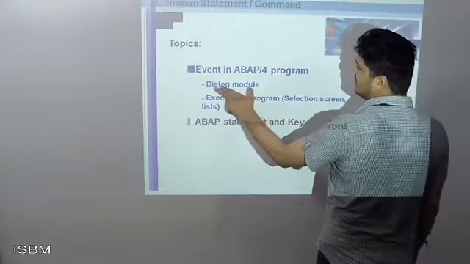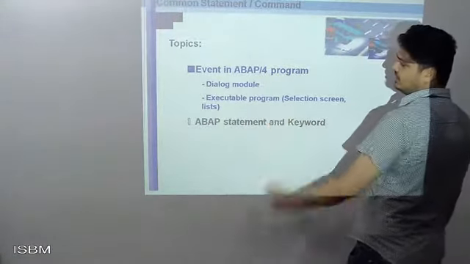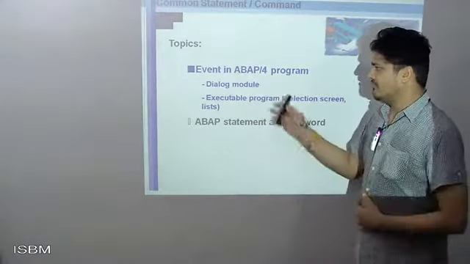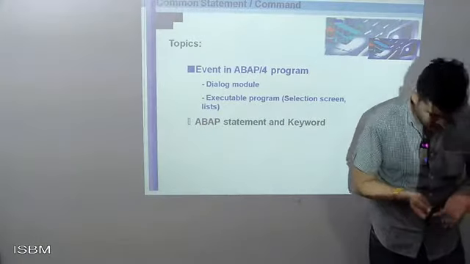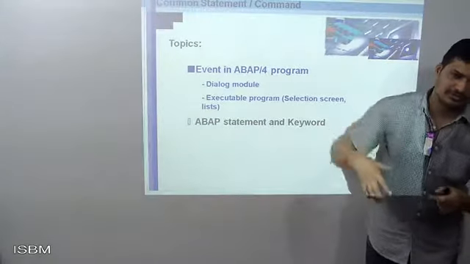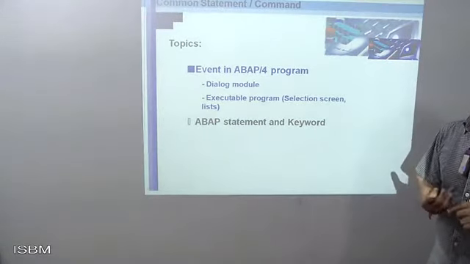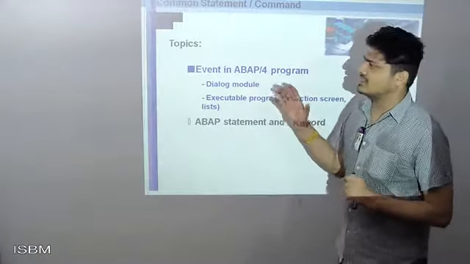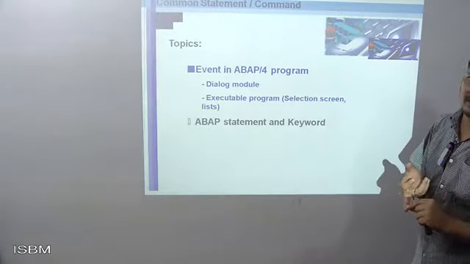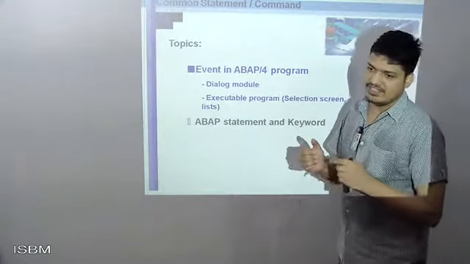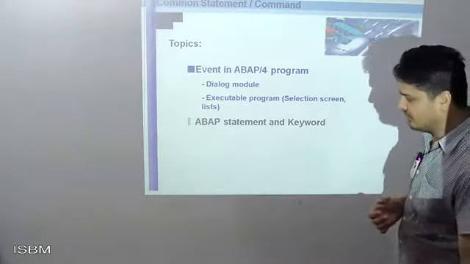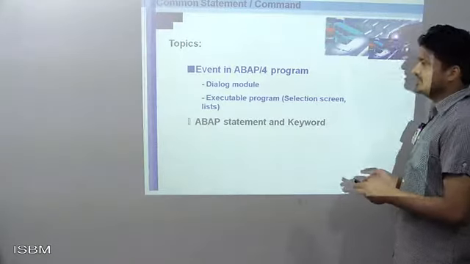There are two kinds of event in the ABAP 4 program, which are dialog module and executable program. So there are different events that we use in ABAP 4 programming. Events are nothing but a piece of code. It's a process for every program you write. We can start with load of program, then initialization, then start of selection. After initialization there is top of page, then we have start of selection, at line selection. There are a lot of events we will see over here.